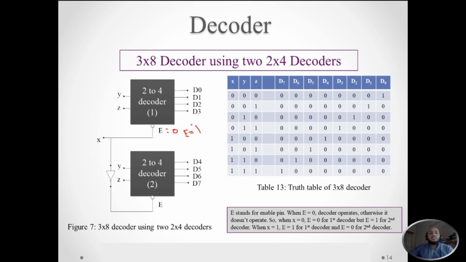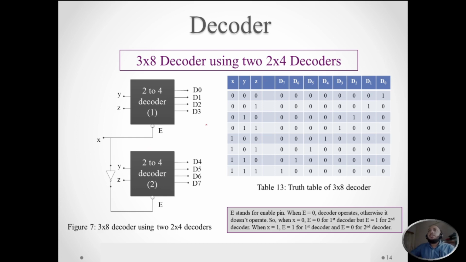Let's see how. We all know that the truth table of a 3:8 decoder looks like this. We will make a 3:8 decoder using two 2:4 decoders and check if their circuit is satisfying the truth table of the 3:8 decoder. If it satisfies, we can say that the circuit is working as a 3:8 decoder. So this is the circuit where two 2:4 decoders are used, and we are saying that this will operate as a 3:8 decoder. Let's check if it is working as a 3:8 decoder or not.